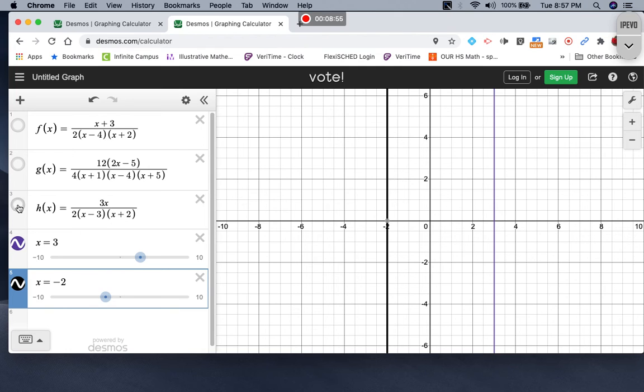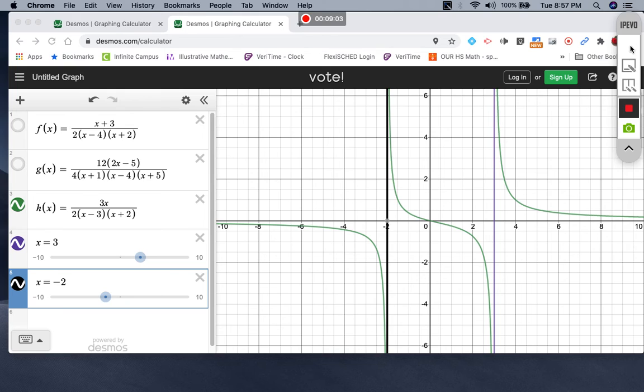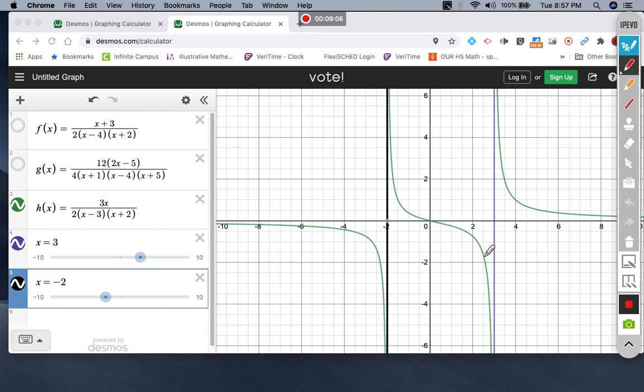Let's see what the graph looks like. And here, those are the trouble spots. These vertical lines, which kind of split this, where we have our trouble spots, where the denominator equals 0, we call this a vertical asymptote. And again, that happens where the denominator equals 0.